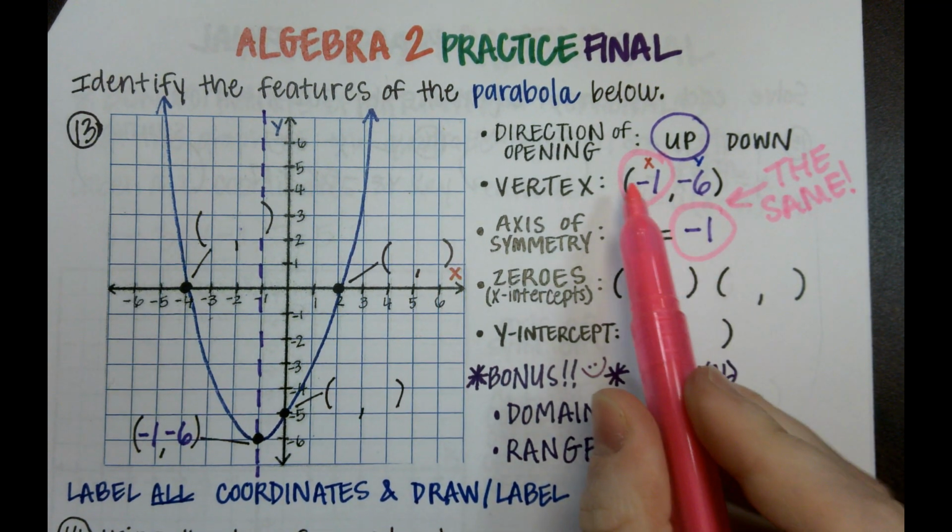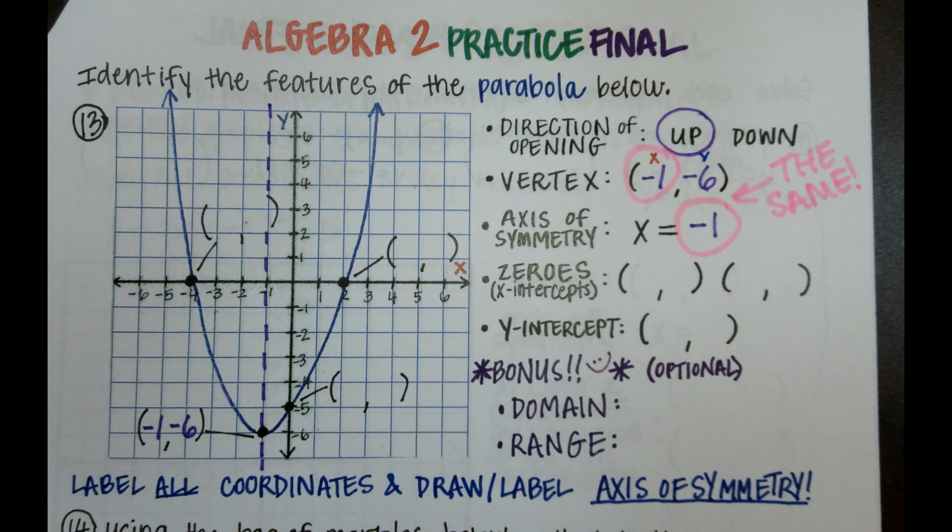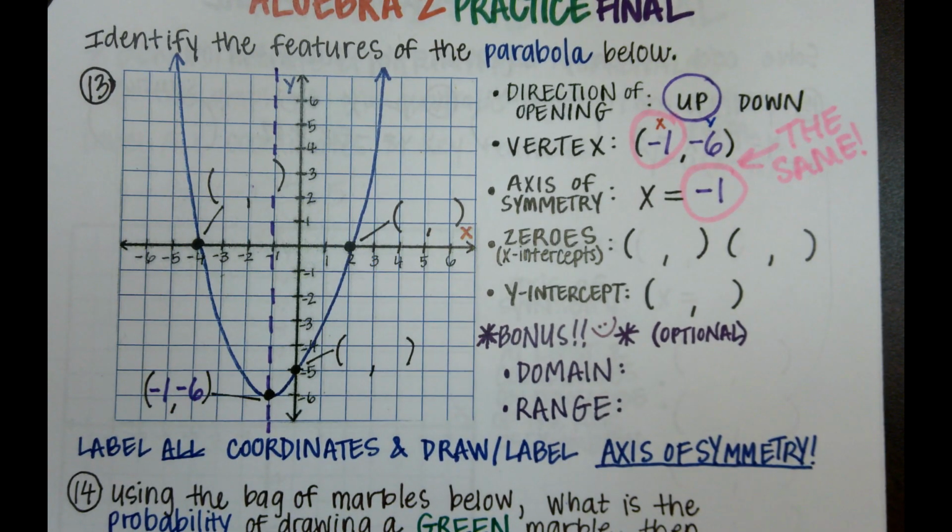Those should always be the same. If you put a different number for one of them, you know you should check your answers. They should be the same. -4 and 2. Yes.